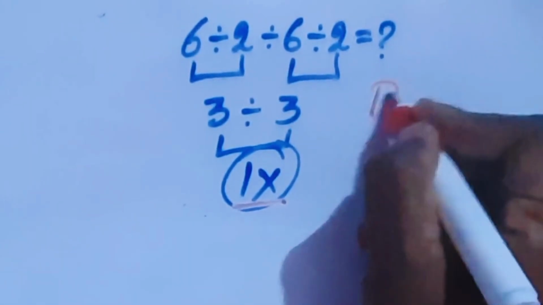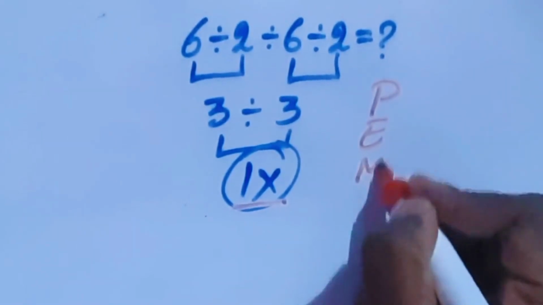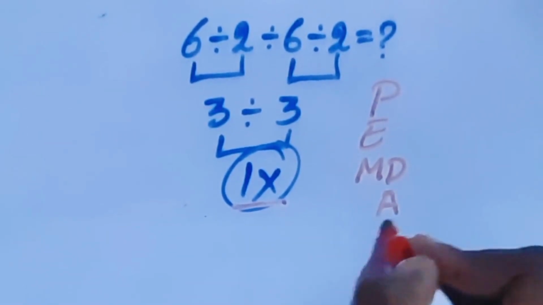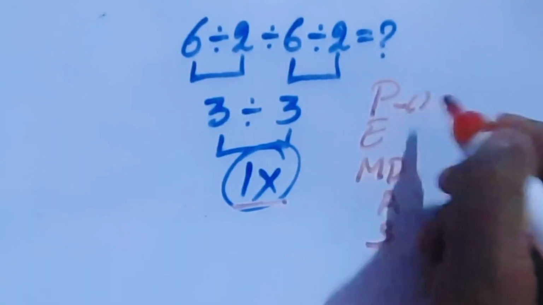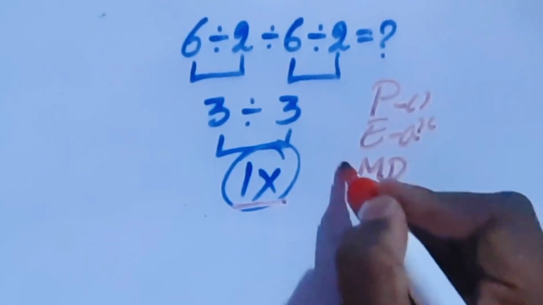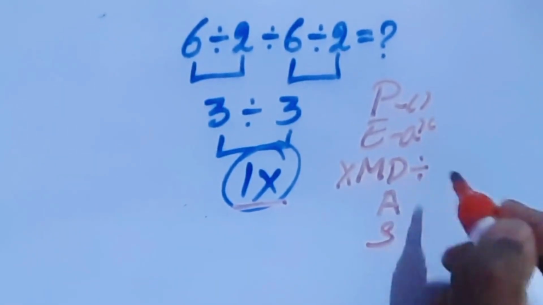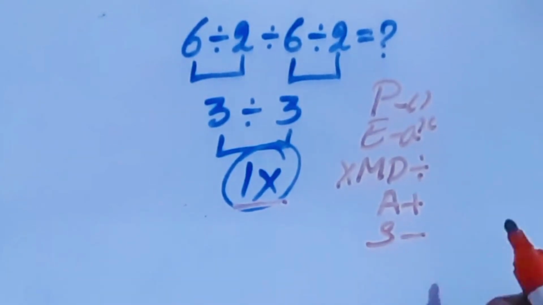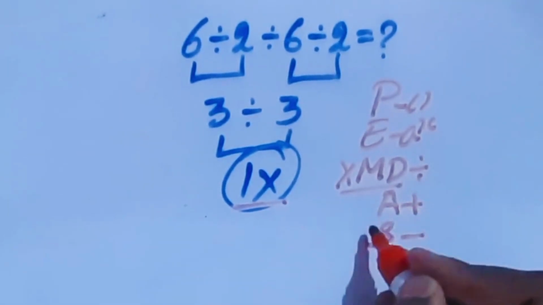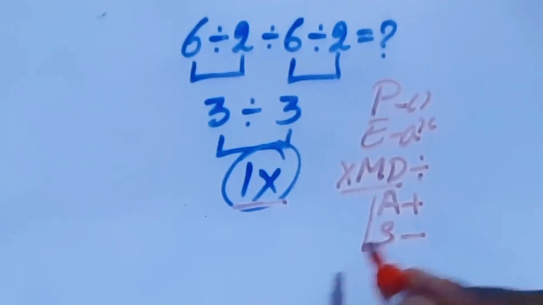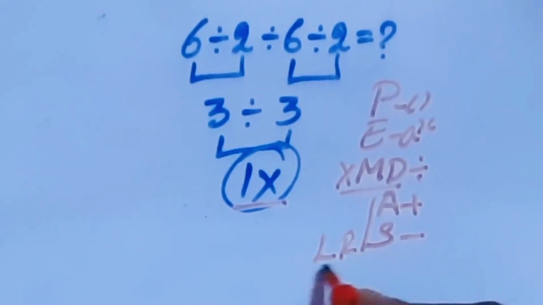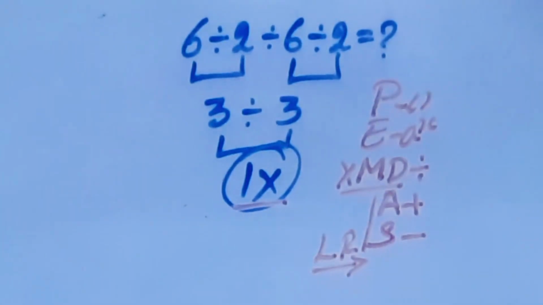Here we are going to introduce the PEMDAS rule from order of operations to solve this problem in the correct order. This is a bracket, higher priority. This is an exponent. M stands for multiplication, D stands for division, A stands for addition, S stands for subtraction. Multiplication and division both have equal priority, and addition and subtraction both have equal priority. For equal priority we are going to introduce the left to right rule.